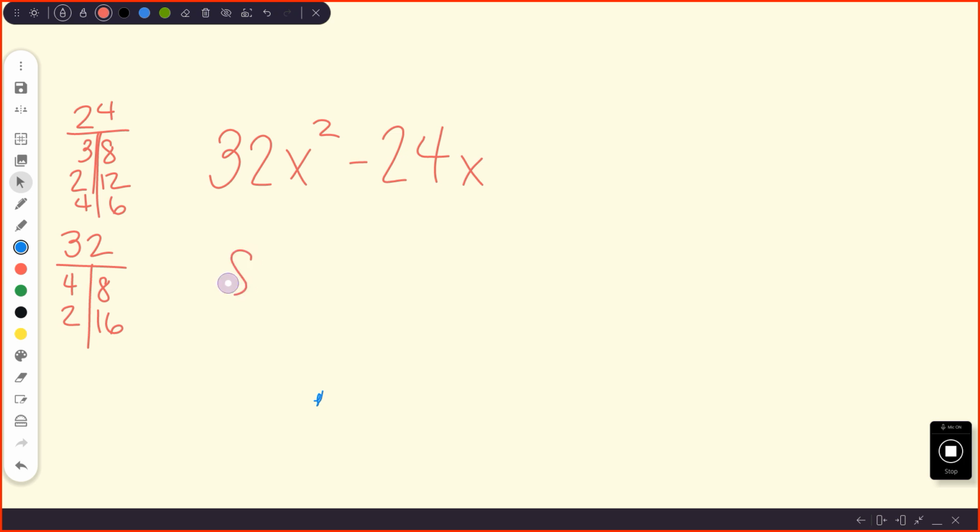Alright, so when I'm factoring these numbers out, I can factor 8. Where did you get 8 from? The greatest common factor between 32 and 24 was 8. 3 times 8 and then 4 times 8. So I know I can divide 32 by 8. Do you agree? And I can divide 24 by 8.